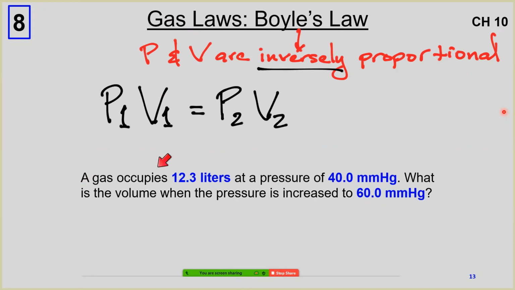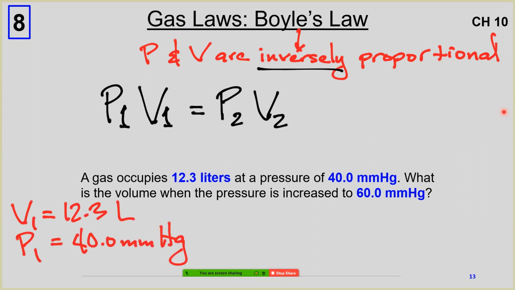It says a gas occupies 12.3 liters at a pressure of 40 millimeter mercury. What is the volume when the pressure is increased to 60 millimeter mercury? So the first thing you want to do here is to isolate the information that you need, right? We're going to extract the information that we need. So we have the initial volume of the gas, which is 12.3 liters. And then it tells us what the pressure is of this gas. That would be our P1, 40.0 millimeter mercury.